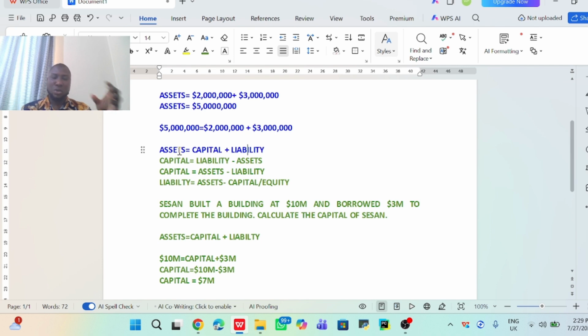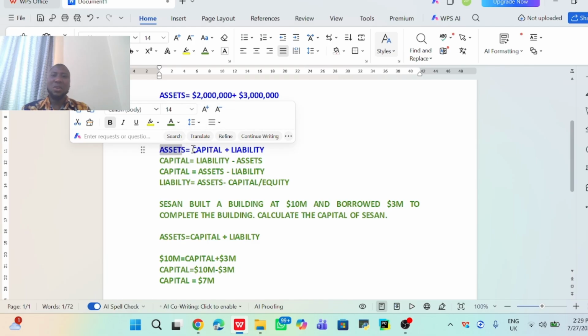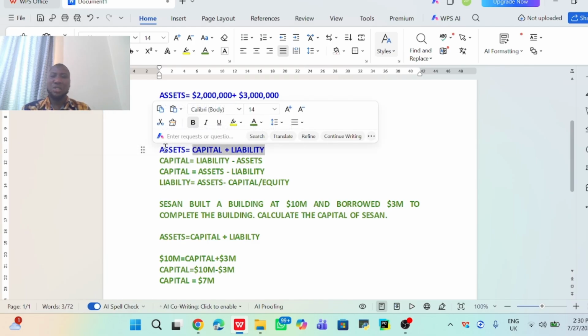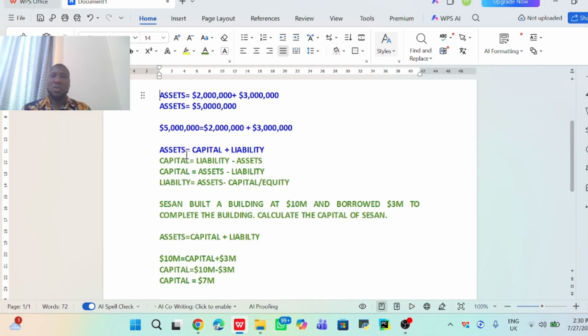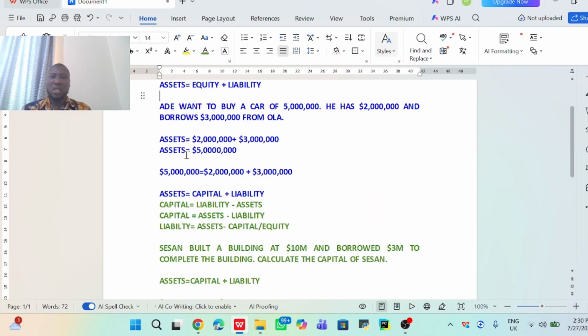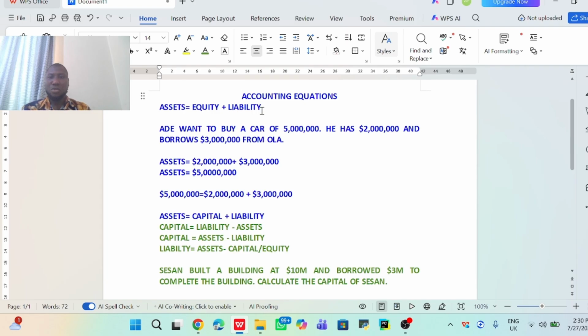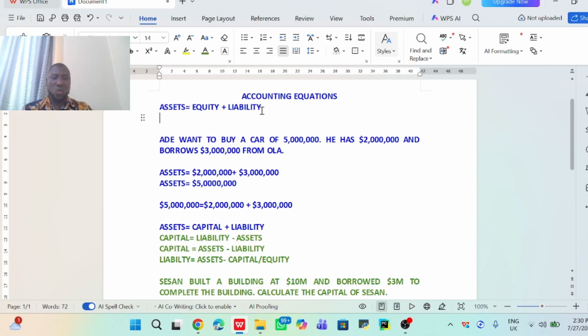So the total will be equal. The two sides must be equal. For us to understand, this side must be equal to this side. That means if you add your capital and liability together, they must be equal. So before we go further today, we have to explain the basic words here.